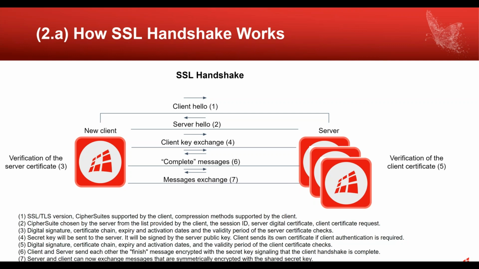Both sides will validate different parts of this configuration, for example, the expiration date of the certificate. After that, the client will send some kind of shared secret to the server. The server will use its own key to sign this shared secret and send it back to the client. After that, everything is okay. Both sides will send some kind of complete message. If everything is fine, this client and server will have secure messaging.